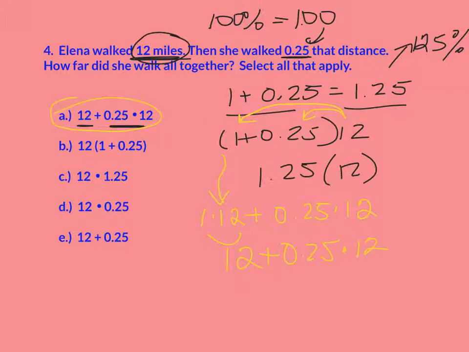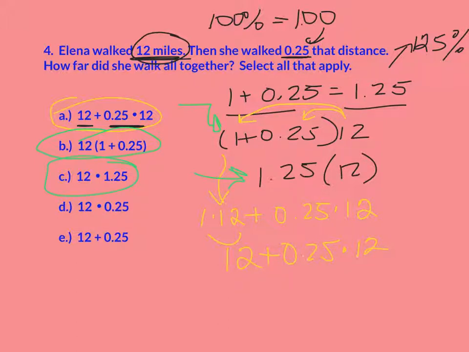A works. B, if I look at B, I think I have that written right here. And, oh, it's right here. In parentheses, the quantity of 1 plus 25 hundredths times 12. There's B. C, I also have that. Look at that right there.